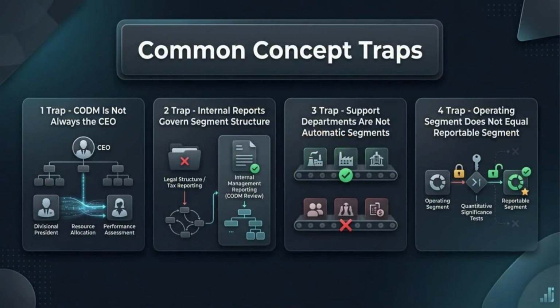Here are the common concept traps. First, do not assume the CODM is always the Chief Executive Officer. Second, do not define segments based only on legal entities, tax structures, or investor relations categories if internal management reports tell a different story. Third, do not treat support departments as automatic operating segments. Fourth, do not confuse operating segments with reportable segments. ASC 280 is a sequence. Identify the operating segments first, then apply the reportable segment tests.